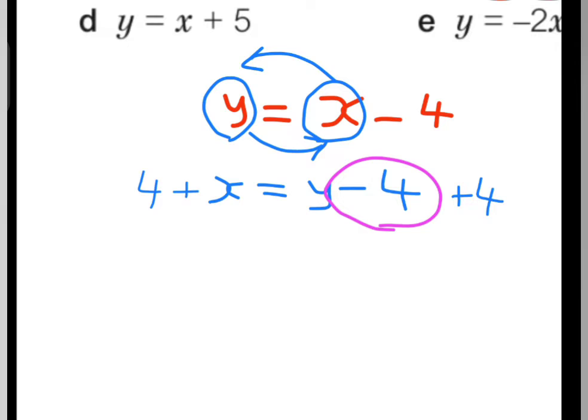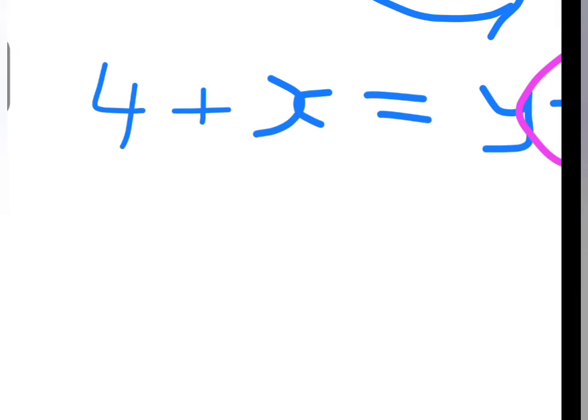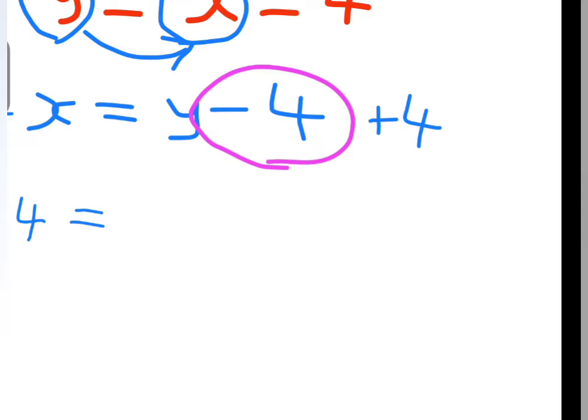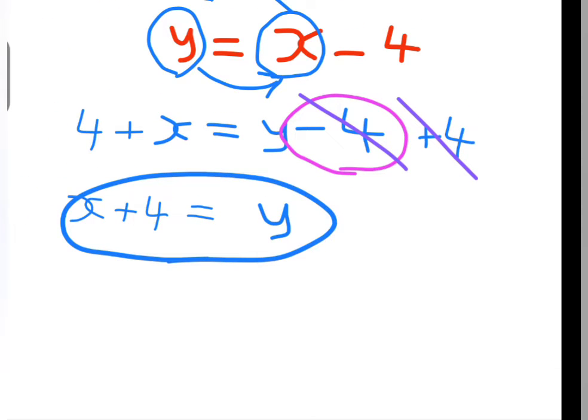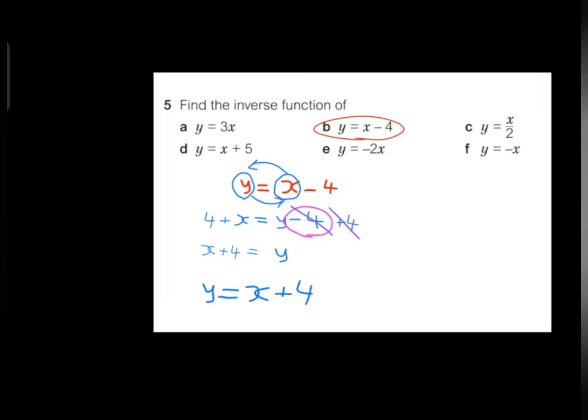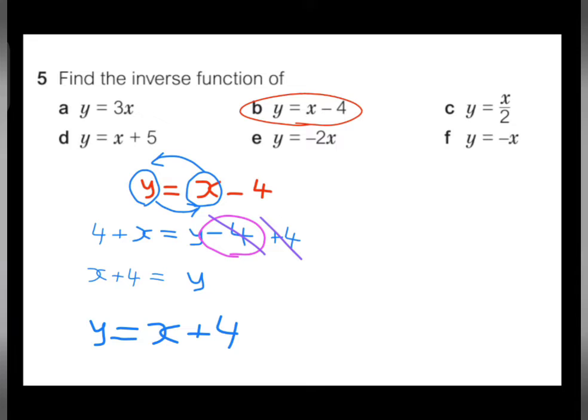So it's going to be x plus 4 or 4 plus x. It's the same. Now, when we simplify, here we will have x plus 4 or 4 plus x. It's the same. Equals. Now here, negative 4 plus 4 equals 0. So we left y alone. And this is how you find the inverse function, by finding y alone. So the answer is y equals x plus 4. And this is the inverse function for question B.